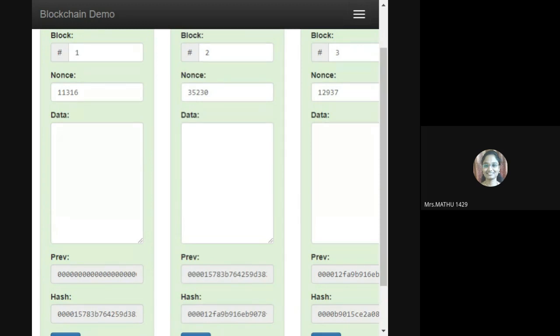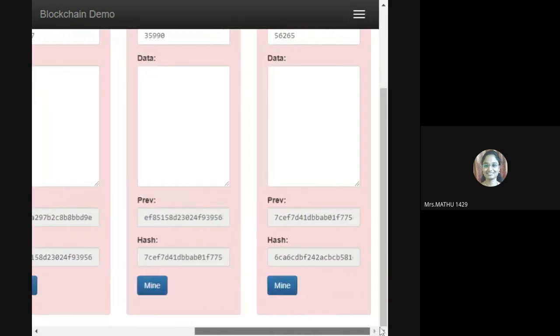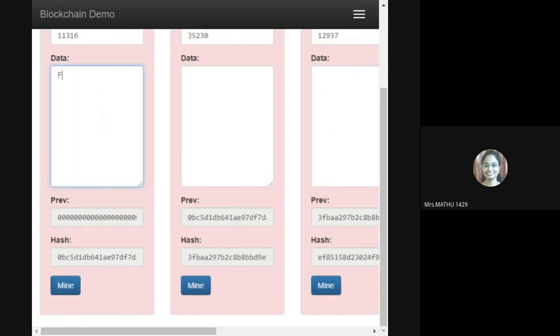For each block there is a nonce value generated. This nonce value is generated by validating all the transactions present in the block. So if you make any change in a transaction, that will be reflected in all the blocks. Every block will go wrong. If you really want to change it, you need to mine all the blocks again to get it right.